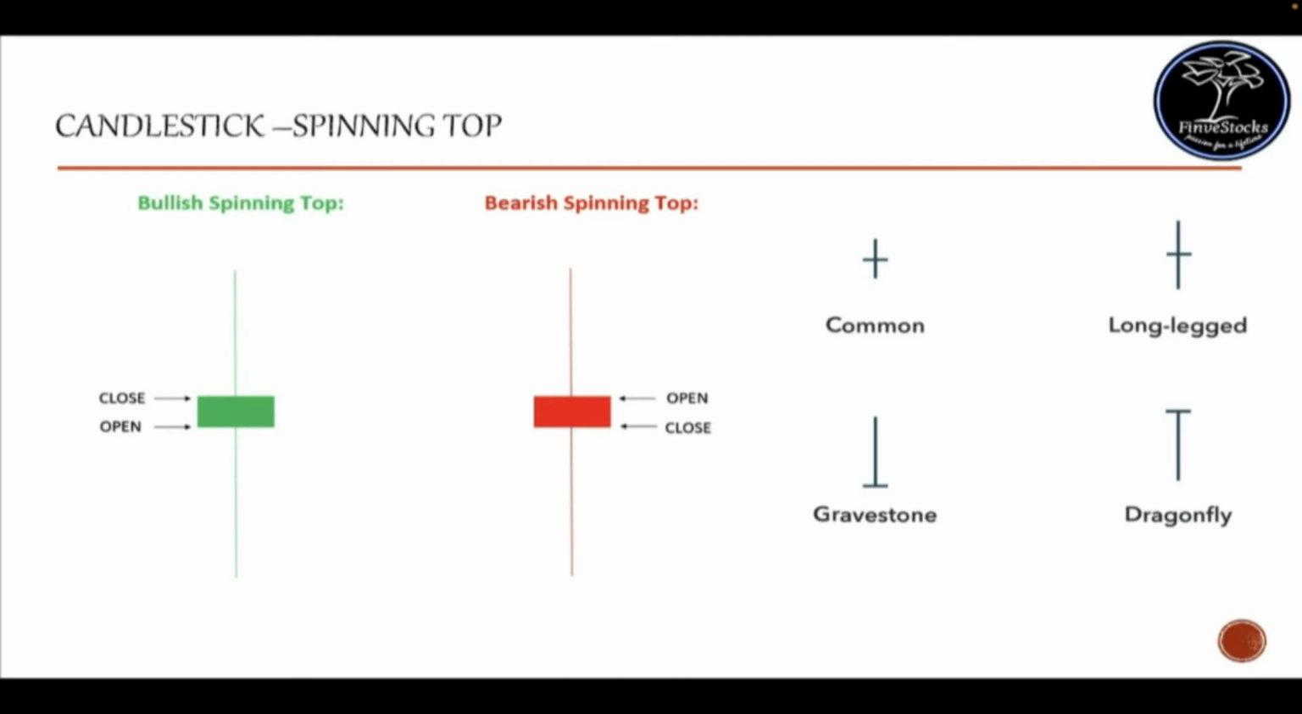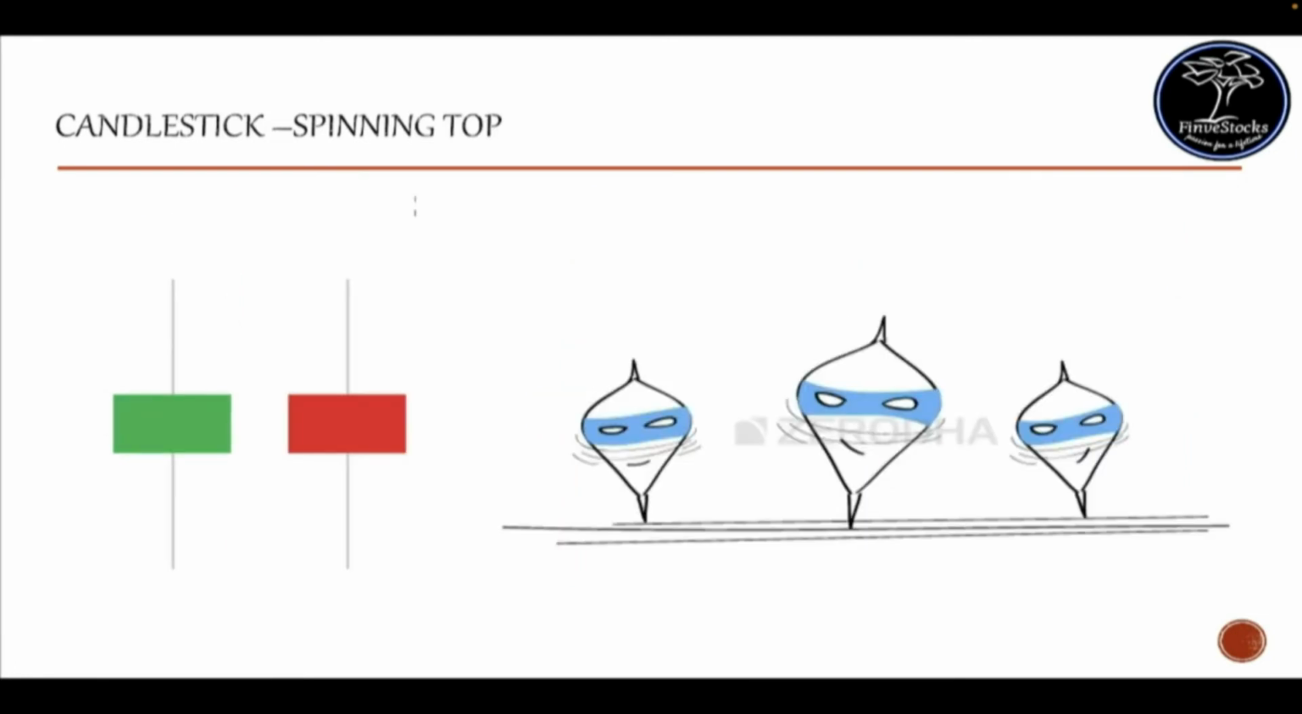The spinning top is a single candlestick pattern. The color of the candle does not matter much. The body of this candle is very small, and the shadow has to be long on both sides. The candle suggests indecision, as the spinning top forms when there is pressure from both the buyers and sellers. It resembles a spinning top toy, and that's why it got the name spinning top.